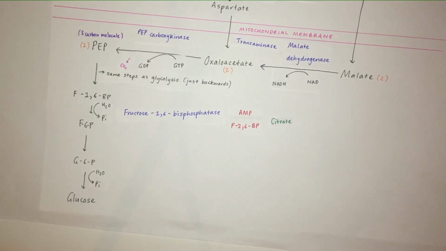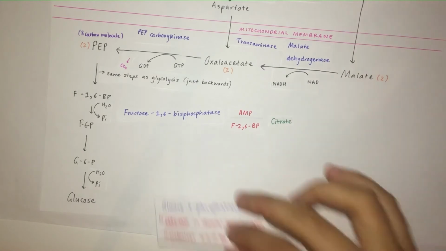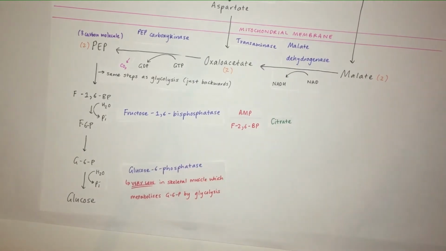glucose 6-phosphatase is the enzyme that is used here. And it is very, very low in skeletal muscle. It's pretty much absent. A lot of sources just say that it's absent. So that means that skeletal muscle metabolizes glucose 6-phosphate when it gets to this stage by glycolysis because it can't make new glucose. So that's just important to remember.